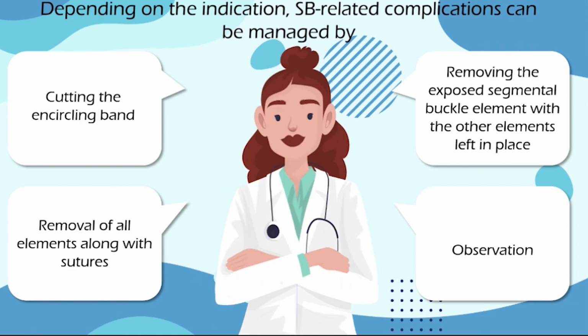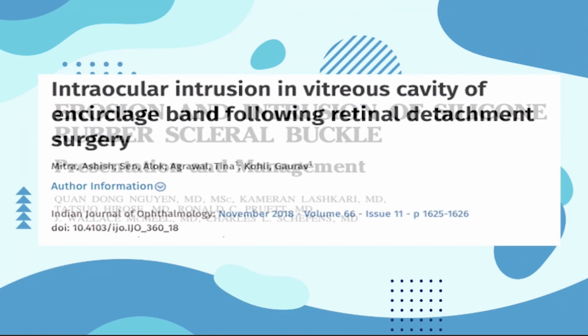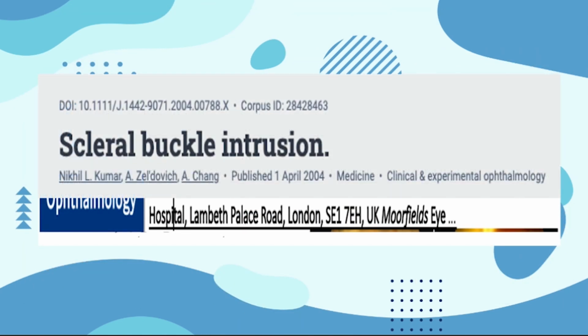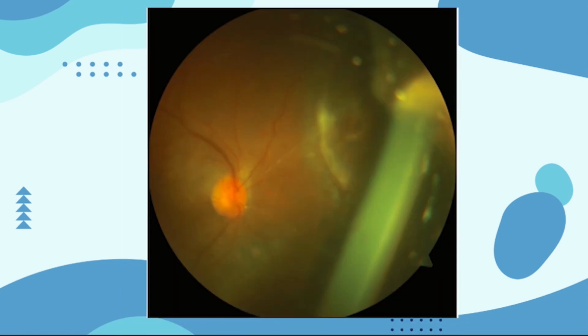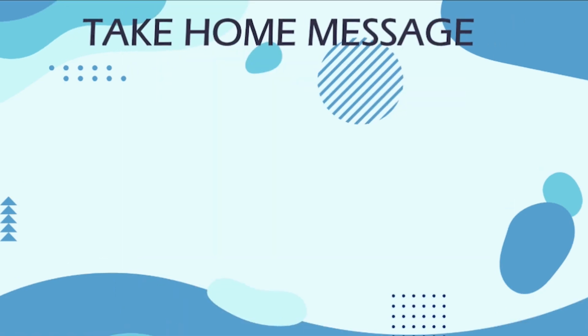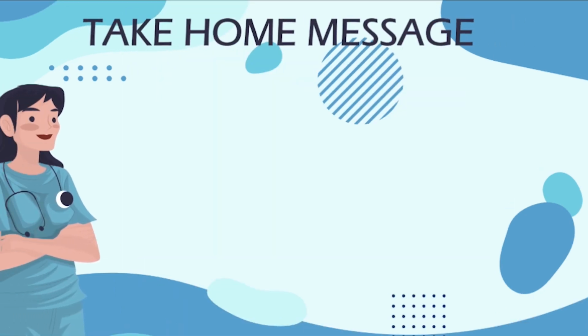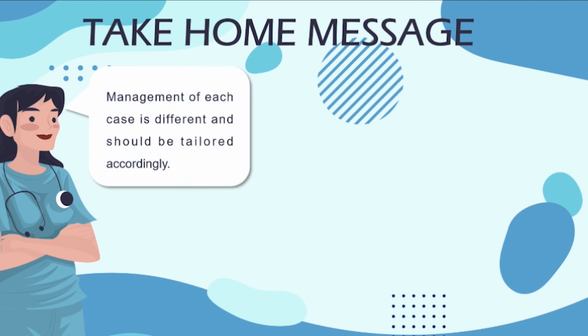Depending on the indication, it can be managed by cutting the encircling band, removing exposed segments of scleral buckle elements with other elements left in place, removing all elements along with sutures, or observing. There are various studies and case reports regarding the management of buckle intrusion. Management of each case is different and should be tailored accordingly.